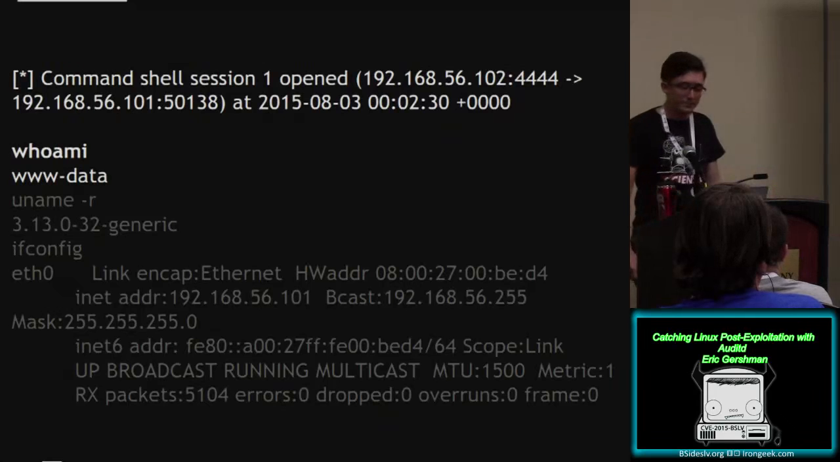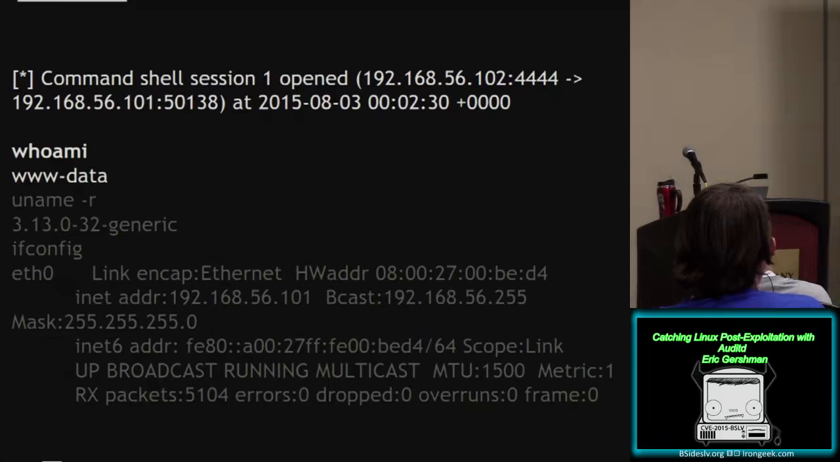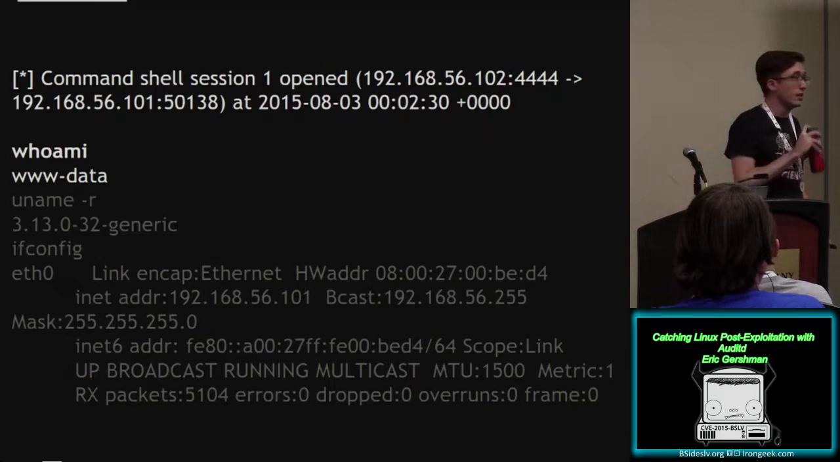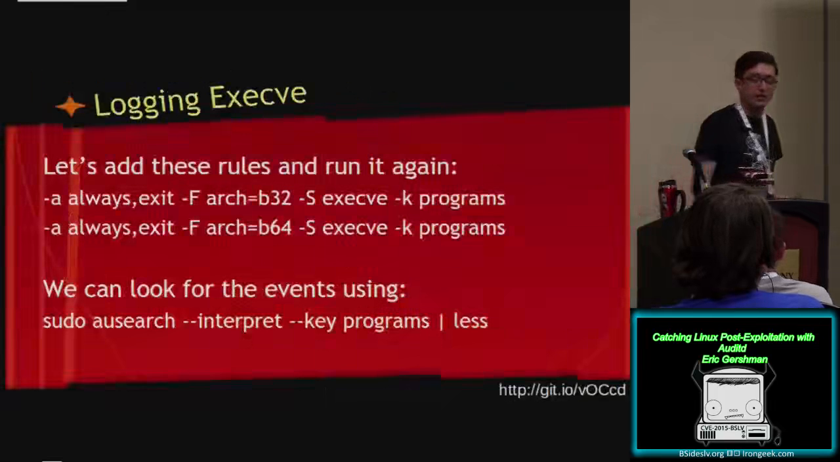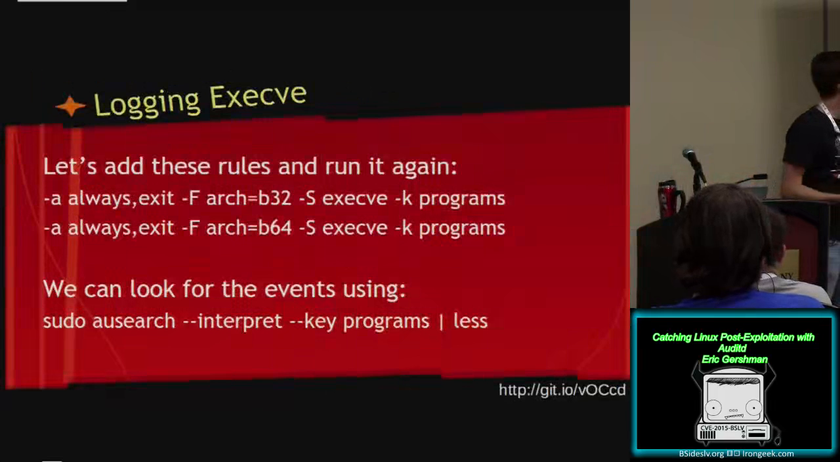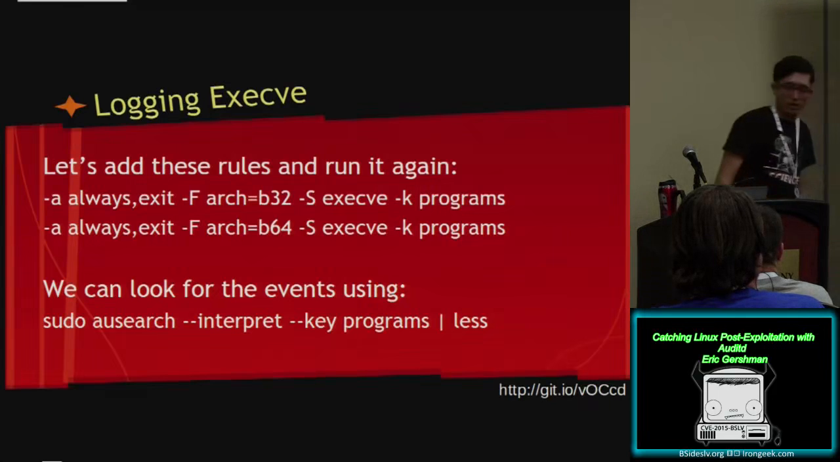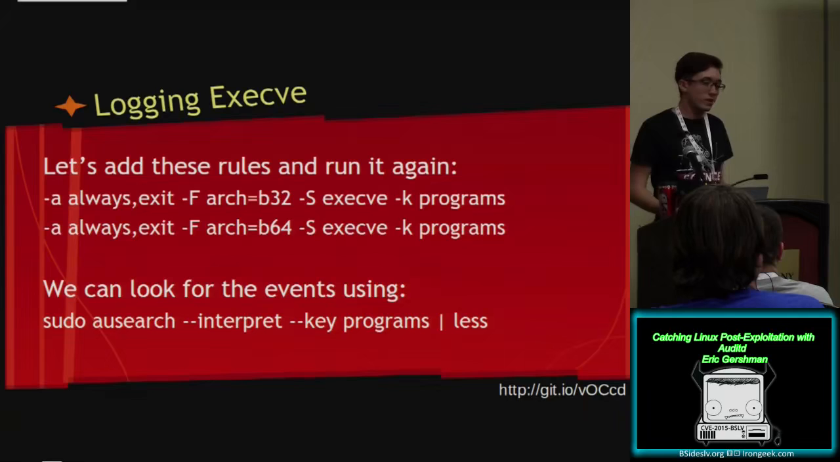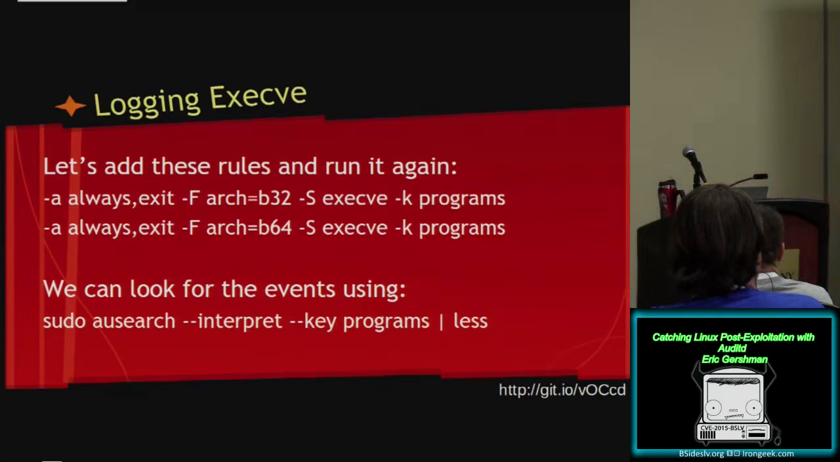So what kind of rules can we write to detect this? What kind of syscalls could we search for to detect this kind of behavior? We can actually use execve. So let's start by logging all execve syscalls. We're doing the exit of the syscall, we're logging execve, and then we're setting a key to programs. So let's rerun our attack. We rerun it, and then we search the logs using the key. Again, I'm using --interpret.